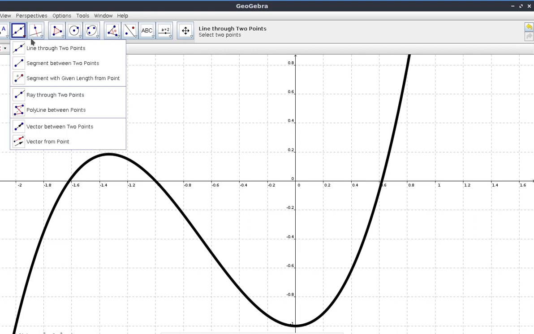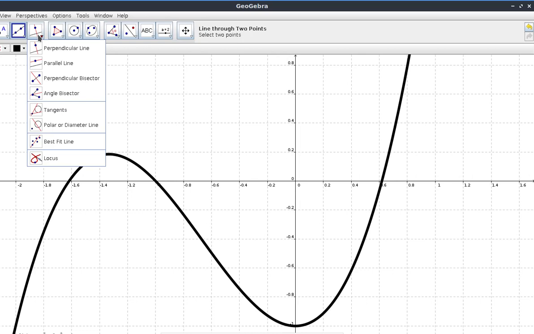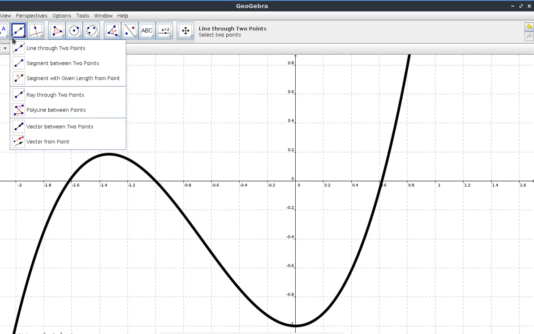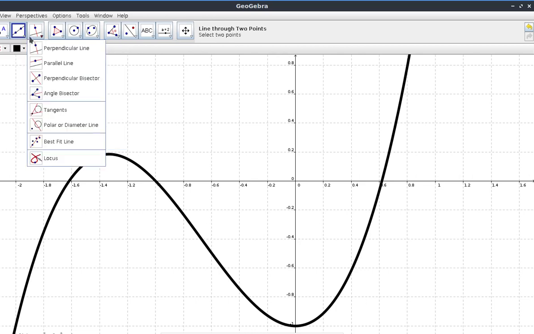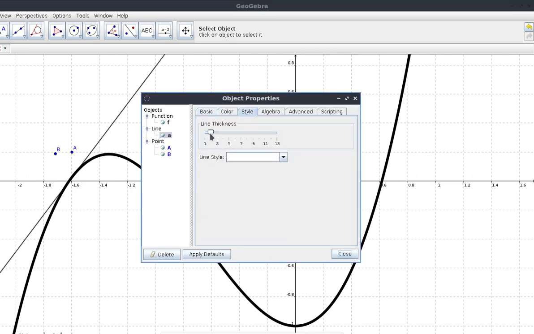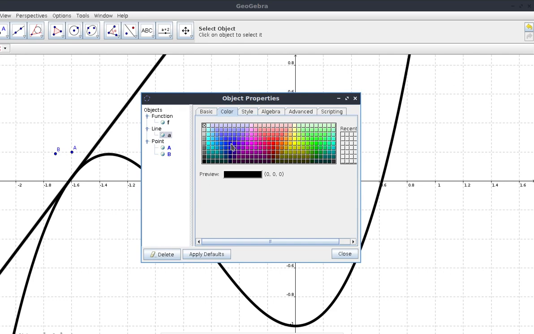Now, what we would have at that point, let me see if I can find a tangent line somewhere here. No, this is my tangent line. Let's make the tangent line a bit thicker. And I'll make it a blue line.